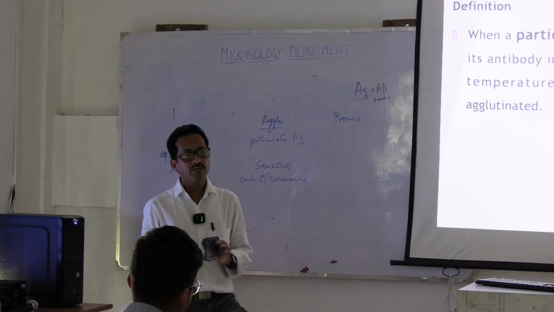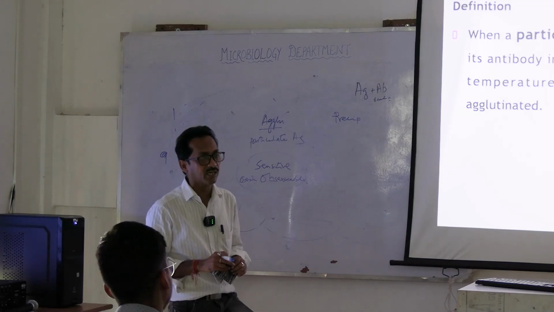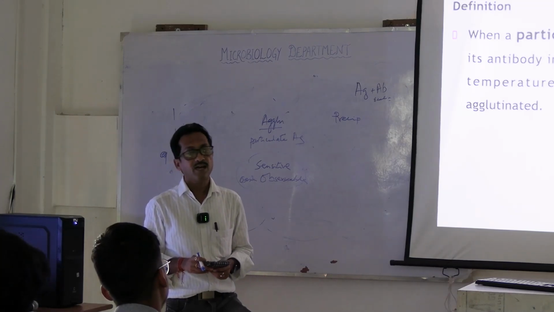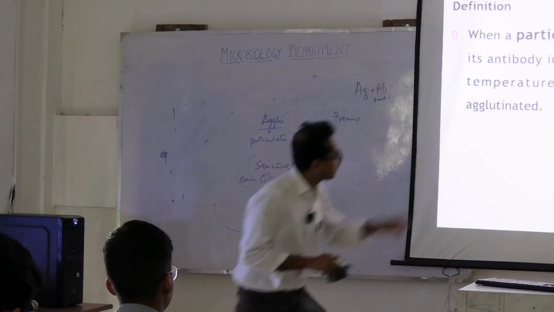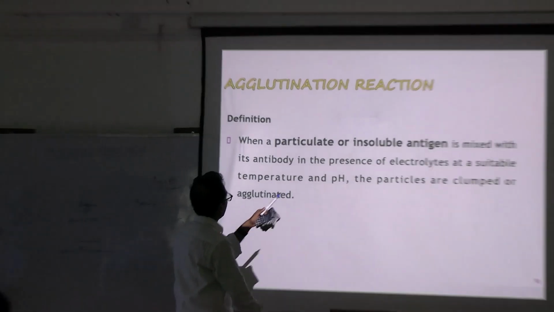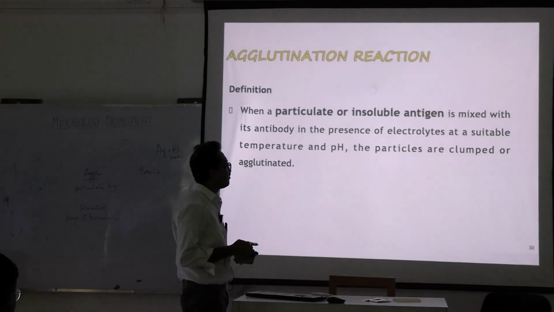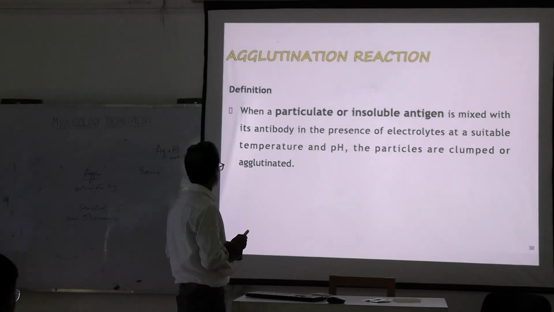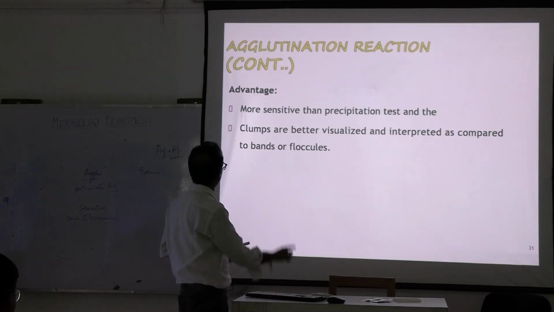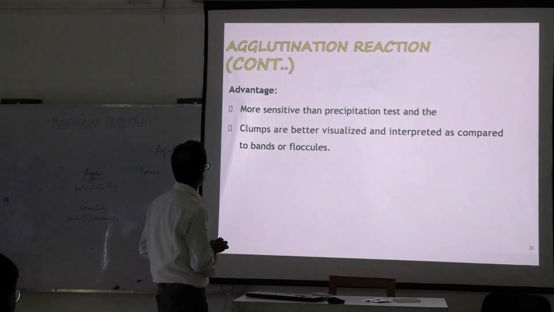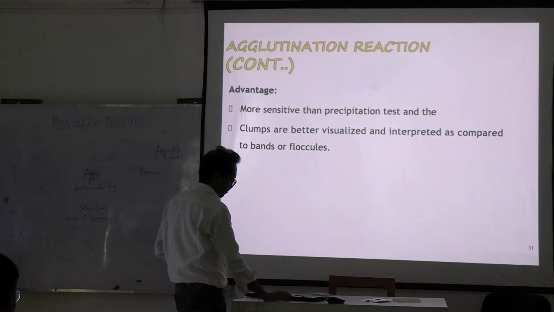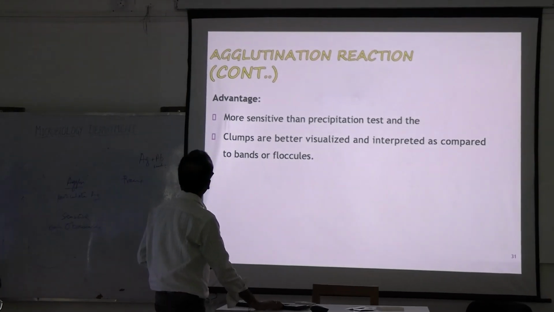So we will go for the agglutination reaction if we are given a choice between precipitation and agglutination. The main important thing is the particulate or insoluble antigen. It is mixed with antibody at a particular temperature, in the presence of electrolytes. Clumps form, which is more sensitive than the precipitation test. Clumps are better visualized and interpreted as compared to bands or flocules.